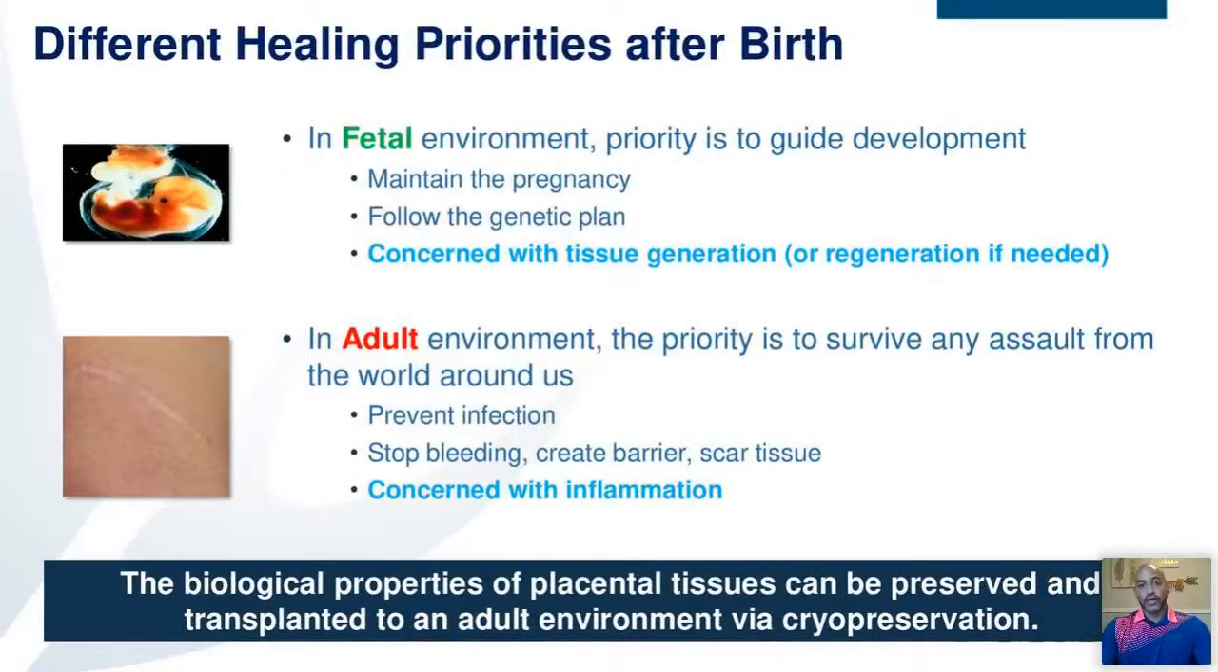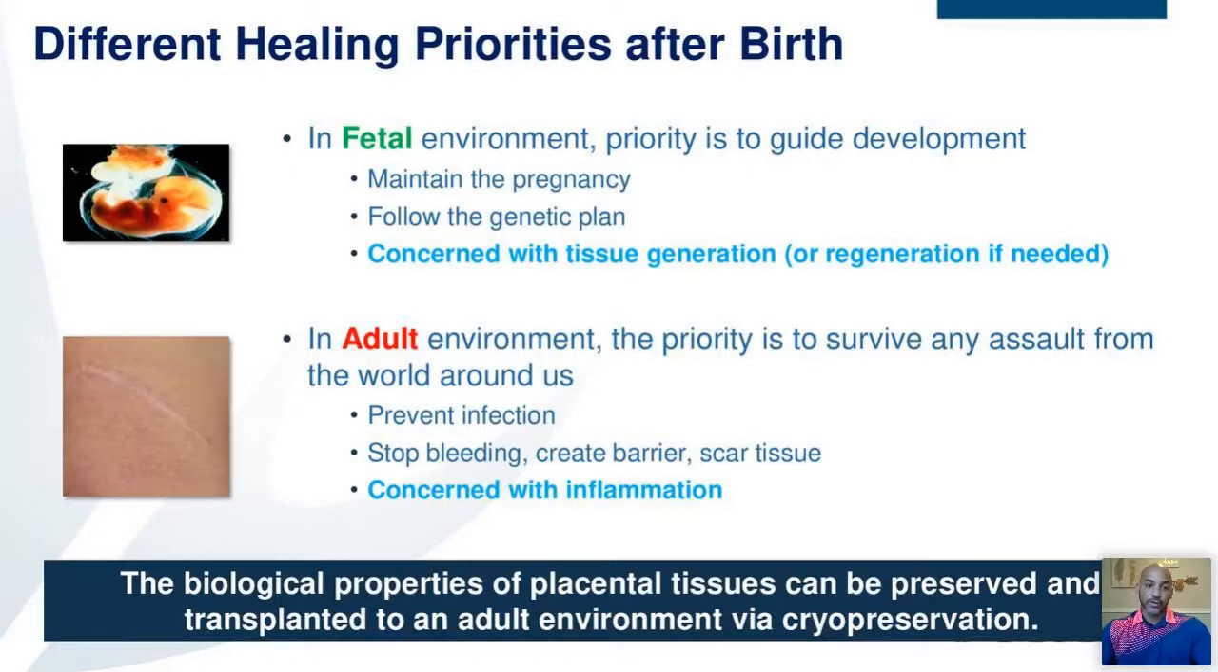So kind of going into healing, and there's different healing priorities after birth. Looking at the difference between fetal healing and adult healing, when you take a look at the fetus and the fetal environment, the priority is to guide development, right? You're trying to grow this baby, maintain pregnancy, follow the genetic path, and really the big concern is tissue generation or regeneration if needed. That's the main goal of a fetus in that fetal environment.